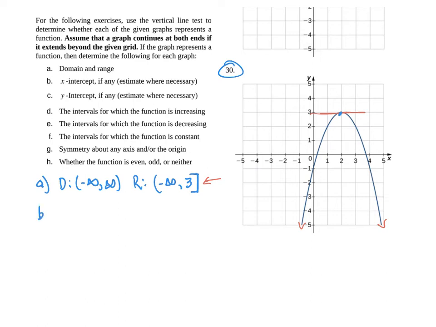Okay, let's move on. For letter B, do we have any x-intercepts? Yeah, we've got one here, and we've got one here. And we have to estimate, let's say 0.2. So x equals 0.2, and how about 3.8? The y-intercept is right here at -1. So I'm going to do that for letter C. Is x equals 0, or I'll put (0, -1) for the ordered pair. How about that? The y-intercept's at (0, -1).